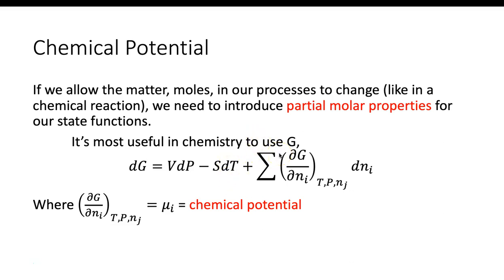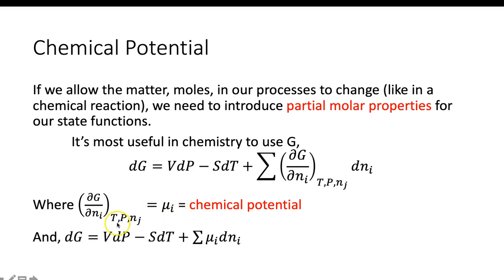But we're going to add in the sum of how the Gibbs free energy changes as we change the number of moles of each of those components, times the change in the moles of each component. So this is our sum over all of our possible components that might be reactants or phases or whatever we're talking about. This quantity is quite a lot to write, so we're going to simplify it as mu sub i, and we're going to give it the name chemical potential.